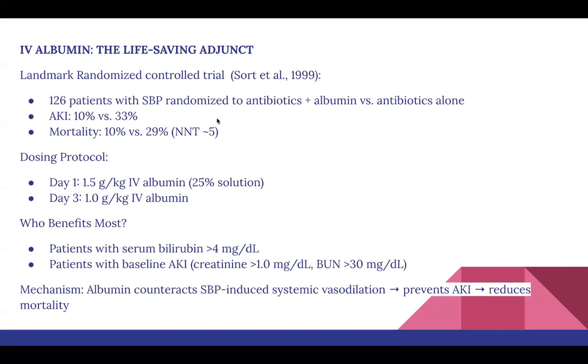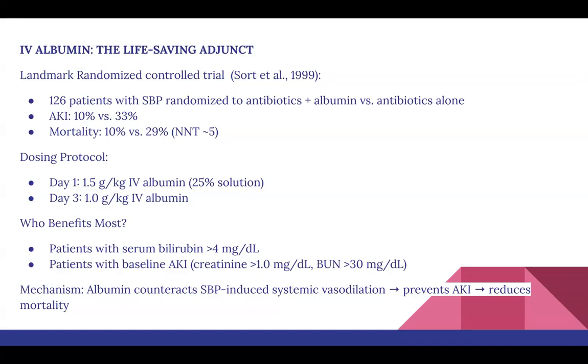So IV albumin is a life-saving adjunct. This landmark randomized controlled trial was done in 1999 among 126 patients with SBP. There was a group that received antibiotics versus a group that received albumin plus antibiotics, and found that the progression to AKI was 10% in patients who received albumin plus antibiotics versus antibiotics alone. Mortality was also higher in patients who received antibiotics alone.